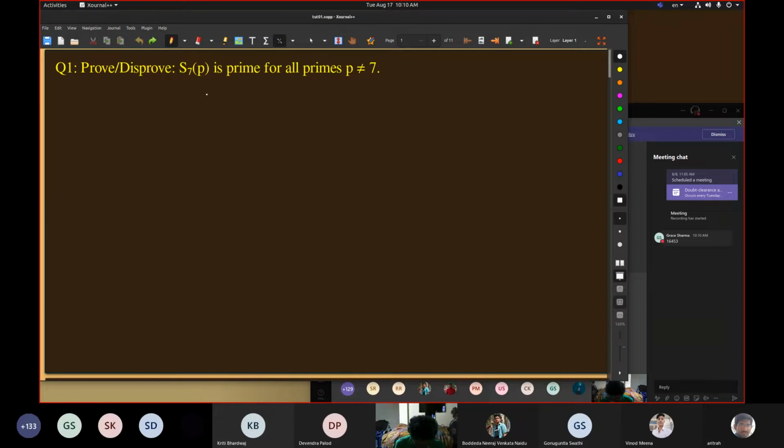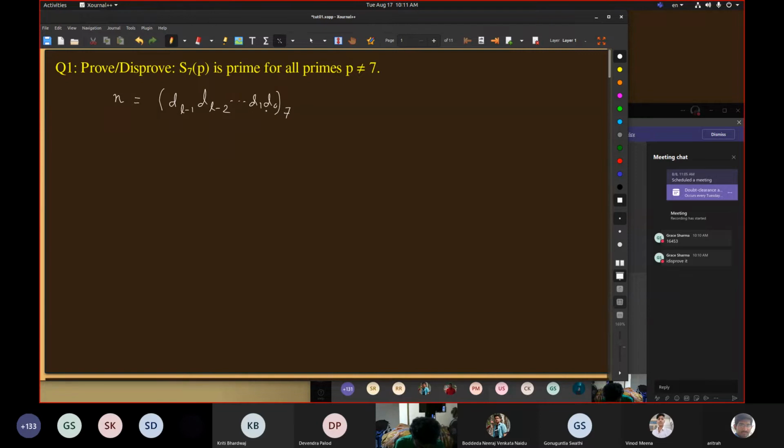Actually, the first and the last query is about this statement: S7(P) is prime for all primes P not equal to 7. Just as a recapitulation, I am given some number n. I expand it to the base 7. So it's something like this: digits D(L-1), D(L-2), and so on, D1, D0.